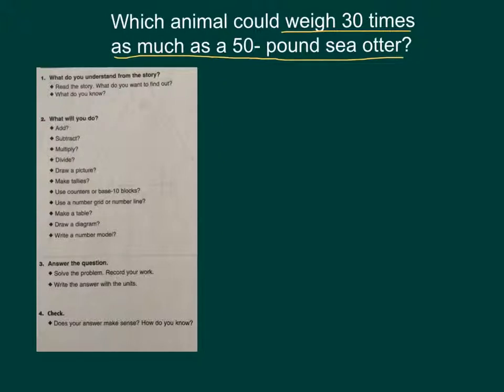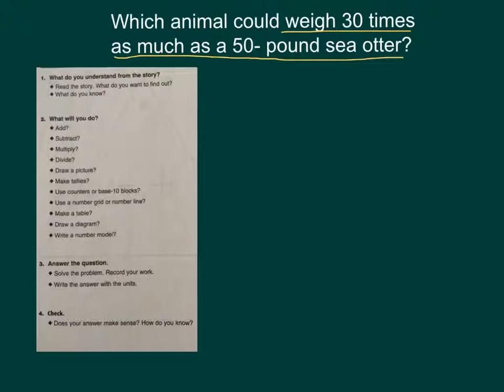What do you think I could do to find out which animal weighs about 30 times as much as the sea otter? Whisper to a partner now. Pause video here. Great ideas! Using these strategies, I came up with an idea. I could multiply 30 times 50 pounds to find out how much that animal might weigh. I know that one seal weighs 50 pounds, and I want to know what 30 times that might be.